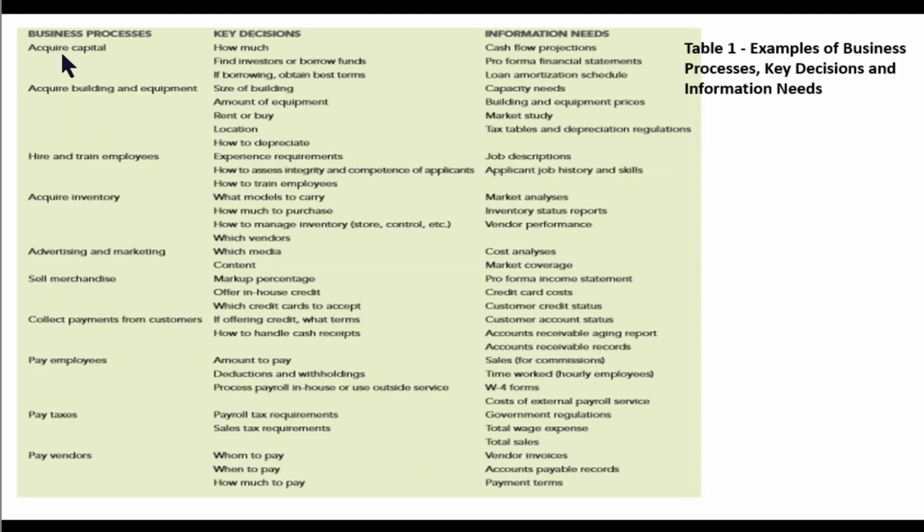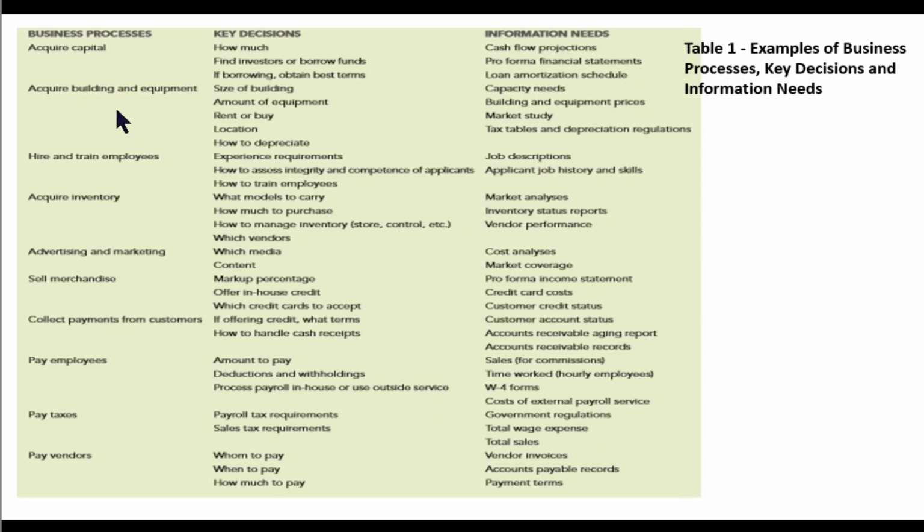First is you have the acquire capital. This is an example of a business process. And what are the key decisions that you should make? You determine how much is the capital. You have to find investors or borrow funds, or if borrowing, obtain best terms. Okay. Example of information needs. What do you need to obtain? The cash flow projections, pro forma financial statements, loan amortization schedule.